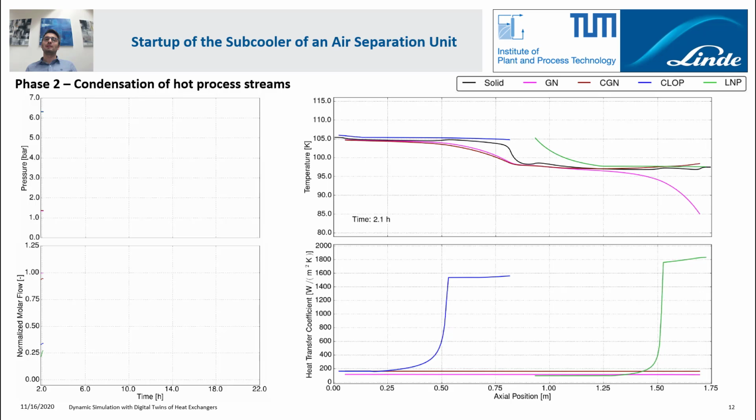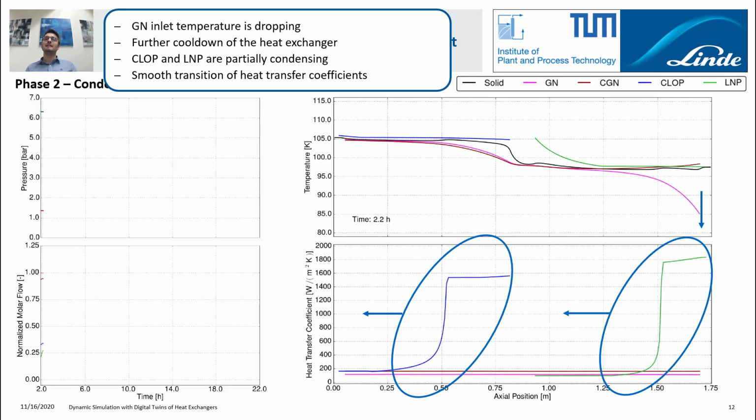If we continue simulating, after a time of 2.2 hours, the GN inlet temperature has dropped down, which led to a further cool down of the heat exchanger. CLOP and LNP passages are partially condensing, partially vapor at this point in time. Between the high heat transfer coefficients of the two-phase region and the low heat transfer coefficients of the single-phase region, we have a smooth transition which is due to the applied heat transfer correlations.